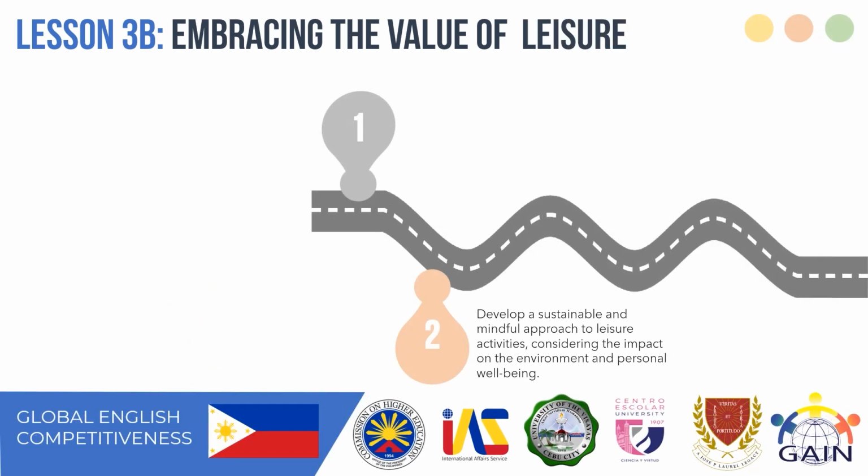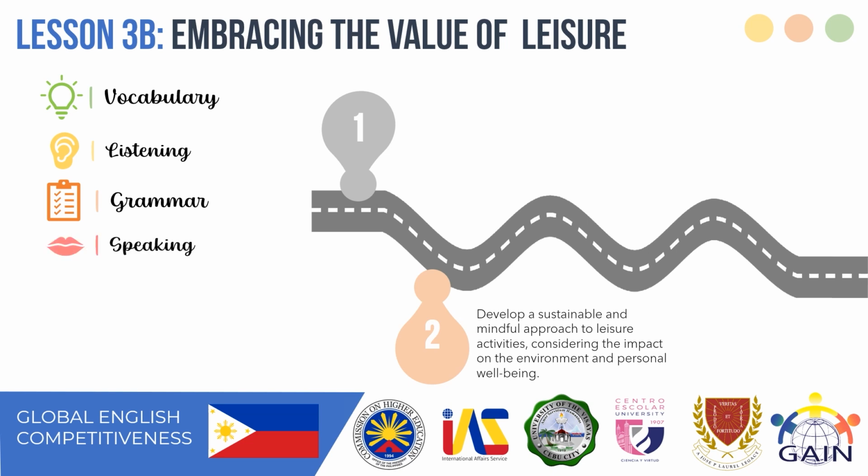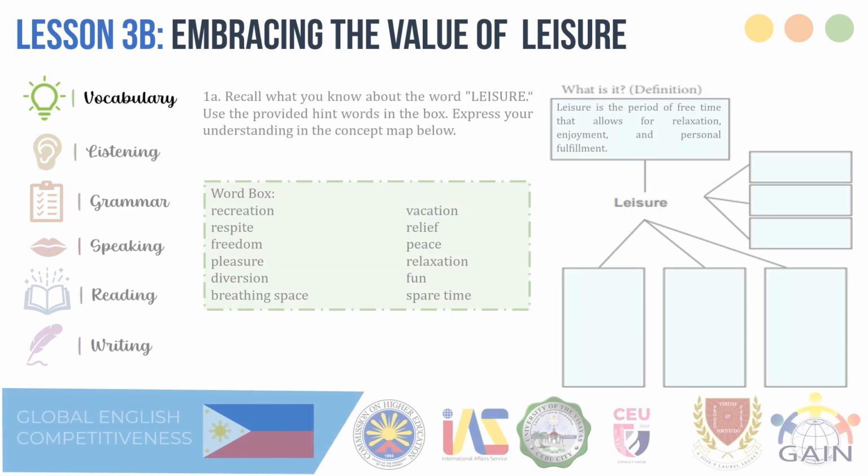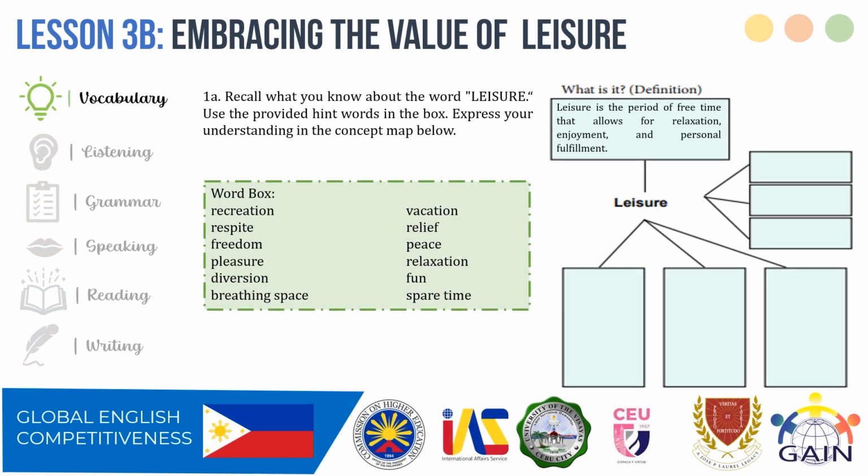Without further ado, let's move over to our second lesson for this unit, 3B, Embracing the Value of Leisure. And here are the different sub-lessons that will help us achieve our objective. Vocabulary, listening, grammar, speaking, reading, and writing. Let's begin the lesson with a vocabulary activity.